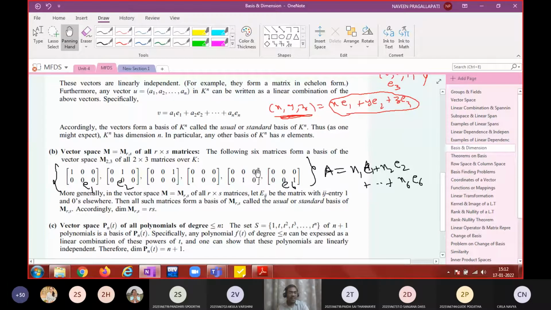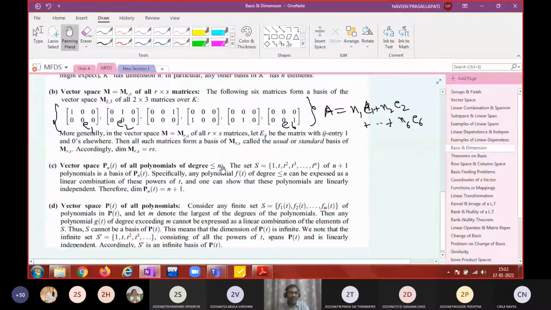So in general, if you are taking all matrices of order r by s, its dimension is going to be r into s, because 2 into 3 is 6, and r into s is rs. But if you take the space of all polynomials of degree less than or equal to n, these are the basis elements: 1, t, t square, t cube, and so on, up to t power n. Any polynomial of degree less than or equal to n can be expressed as a linear combination of these n plus 1 elements, and these n plus 1 elements are linearly independent.